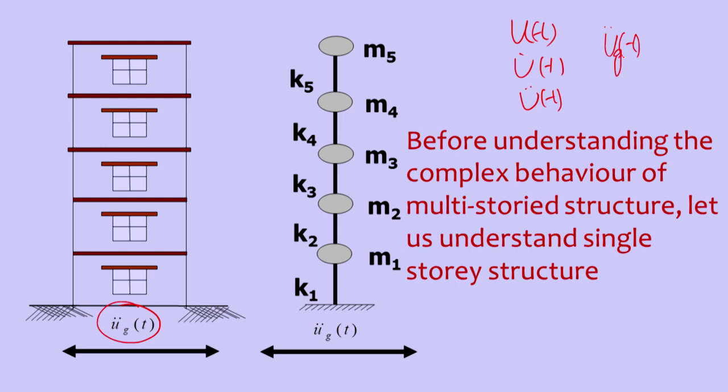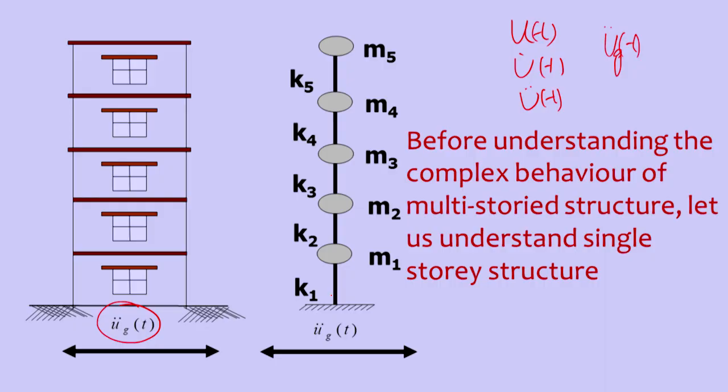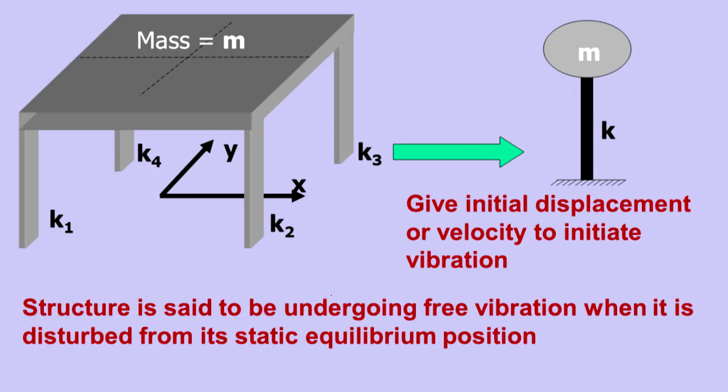This multi-story building can be idealized as having many degrees of freedom, like mass 1, mass 2, mass 3, mass 4 and mass 5. So, a 5 degrees of freedom system, supported by columns having stiffness from K1 up to K5. This is a complex system. Before understanding the complex dynamic behavior of a multi-degree of freedom system, let us discuss the single degree of freedom system, where a one-story structure is a typical example.